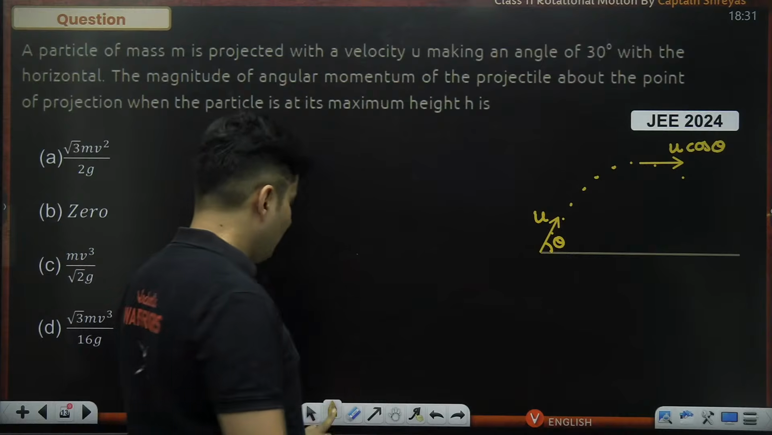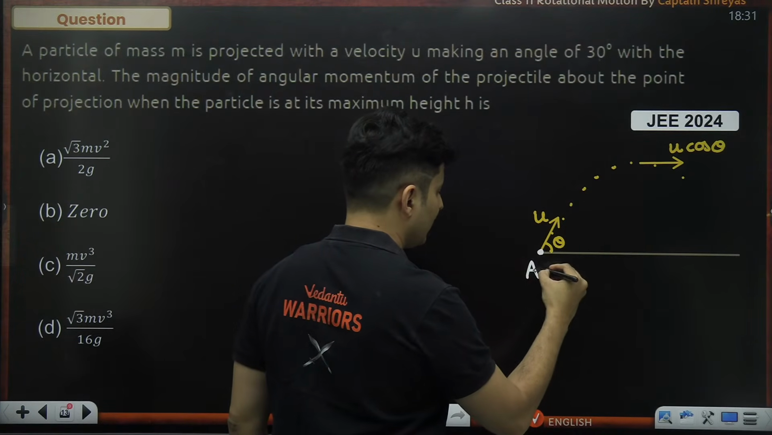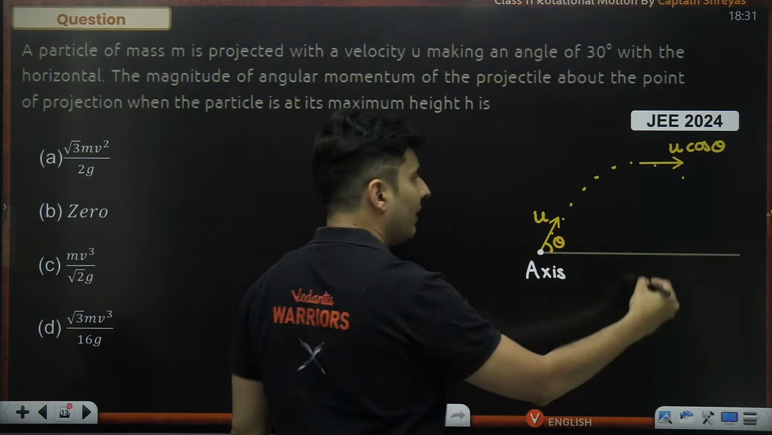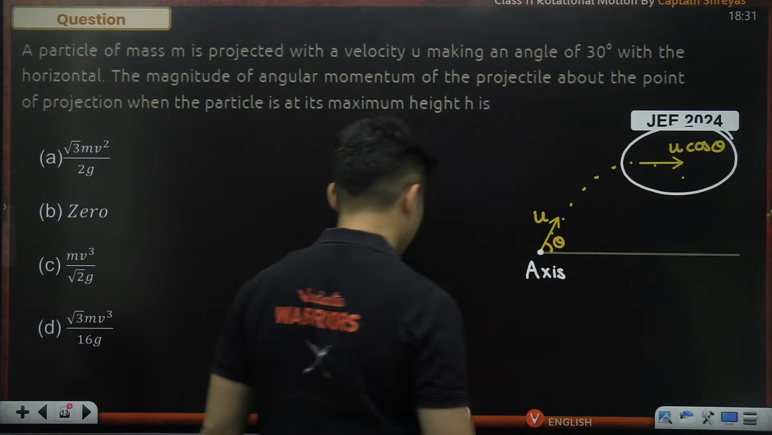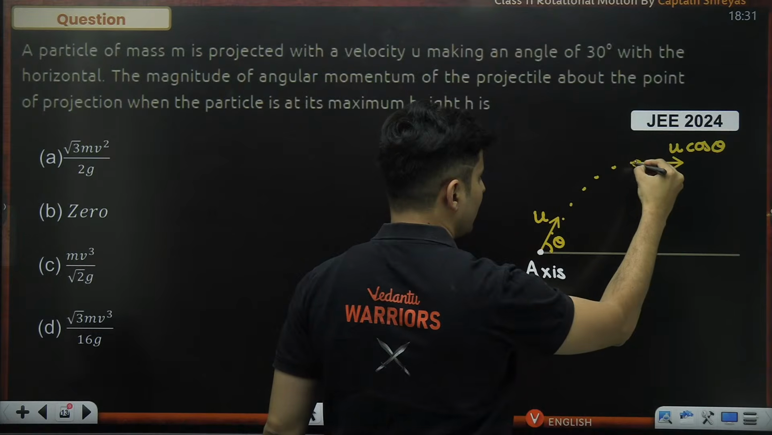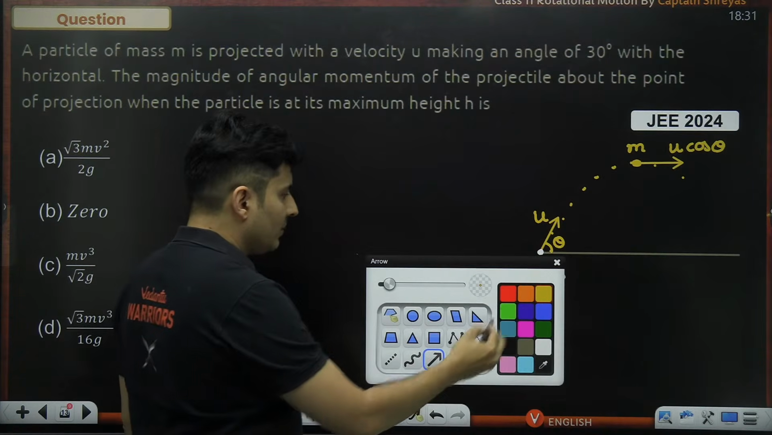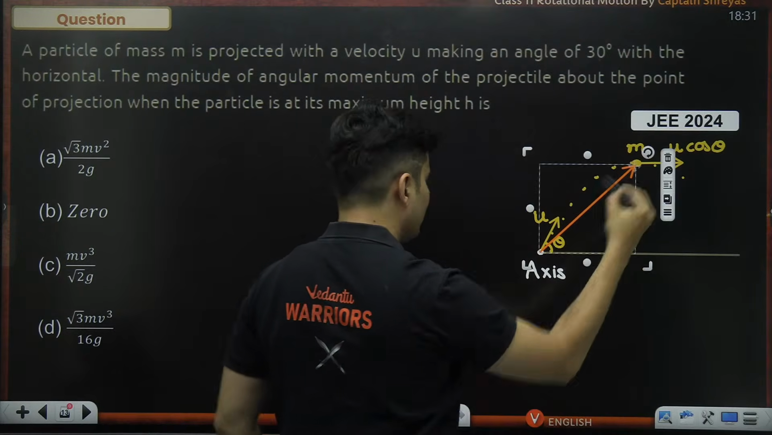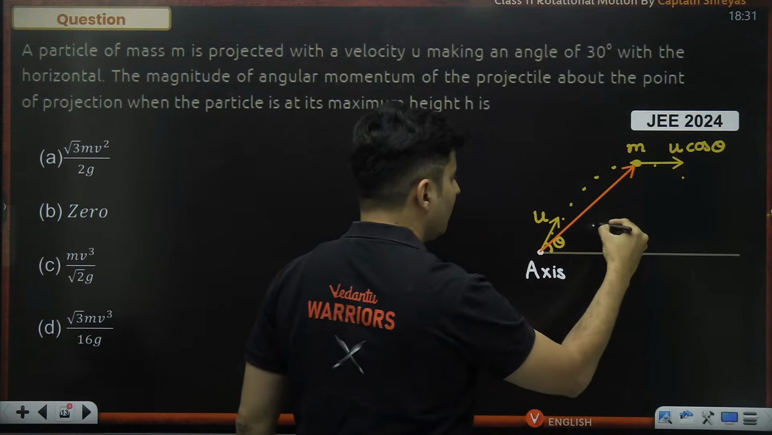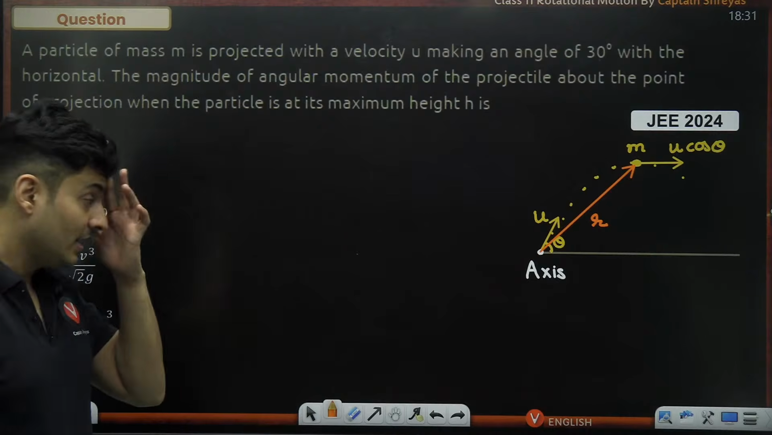That means the axis being considered is this one. This is the point about which I have to measure the angular momentum of this particle. Now the mass at this point, let's say, is m. Position vector, guys. This is technically my position vector.